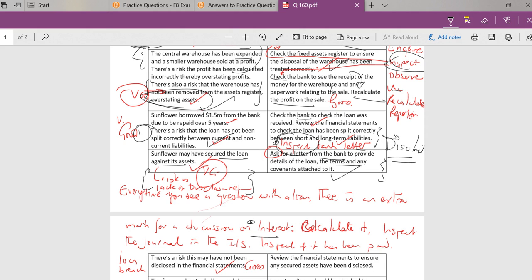As far as the bank is concerned, some loans might just be capital repayments, but accounting requires us to accrue interest because there is a cost to the loan. So the accrual concept requires the calculation of interest, even though the nature of the arrangement of the loan might just look like purely repayment of capital. So key point here is discussion of interest. We need to recalculate it, inspect the journal in the income statement, and inspect if it has been paid.